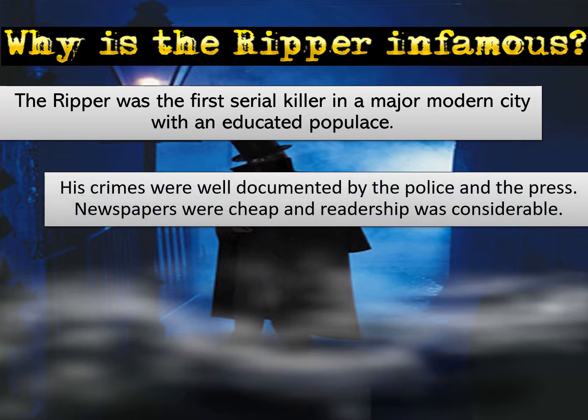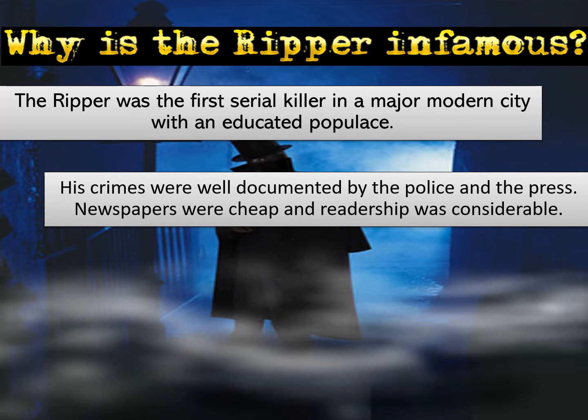His crimes are very well documented by the police and also by the press, so again it's one of the first times that we actually see the press being as involved in the crimes and the reporting of the crimes as the police were. Newspapers at this time are rather cheap, and even though quite a lot of people are maybe not as literate as they would be today, so they can't maybe read and write, there was a very high percentage of people that could or would buy newspapers to read to other people.